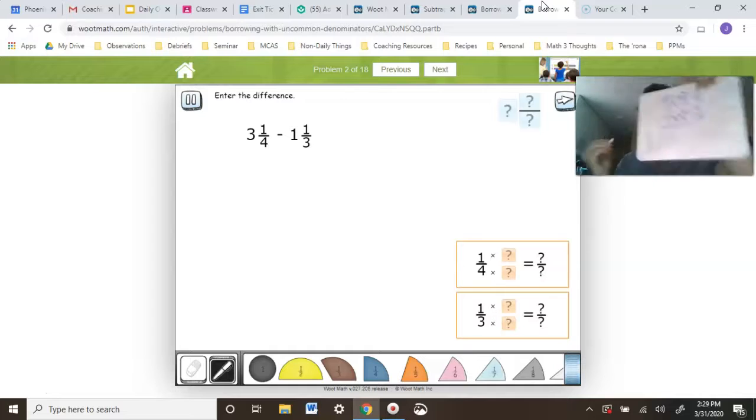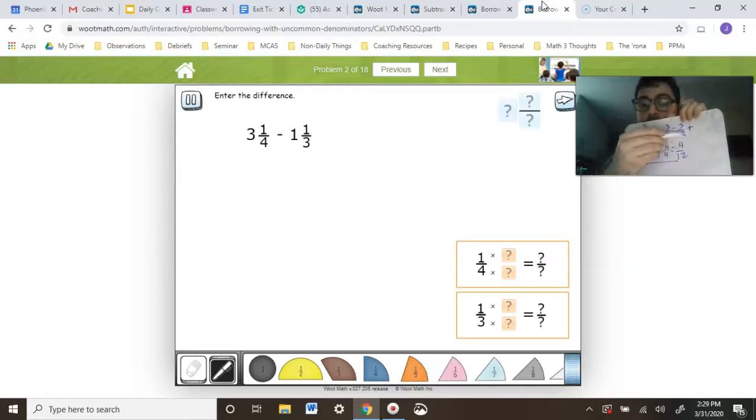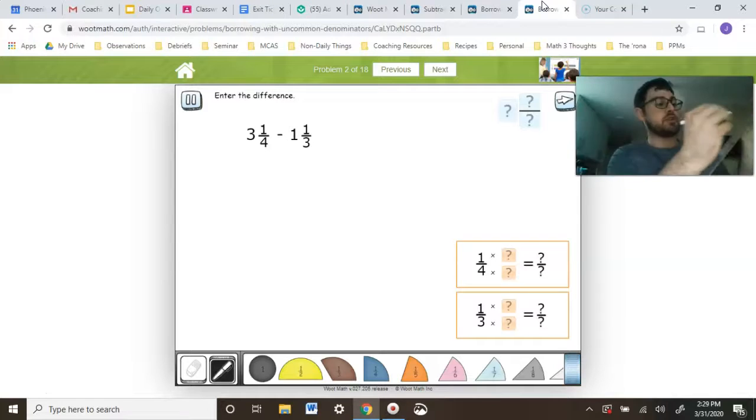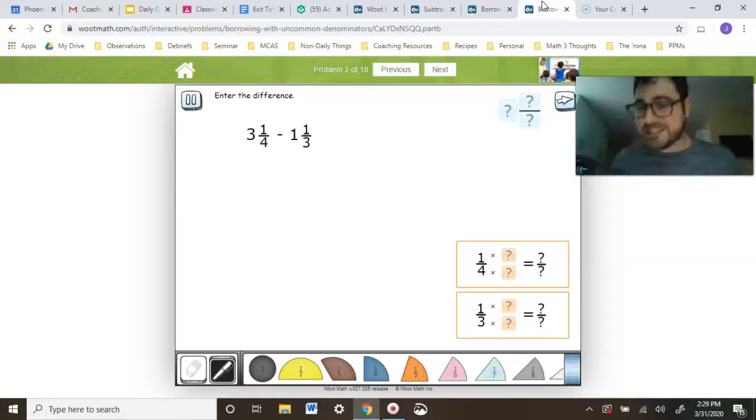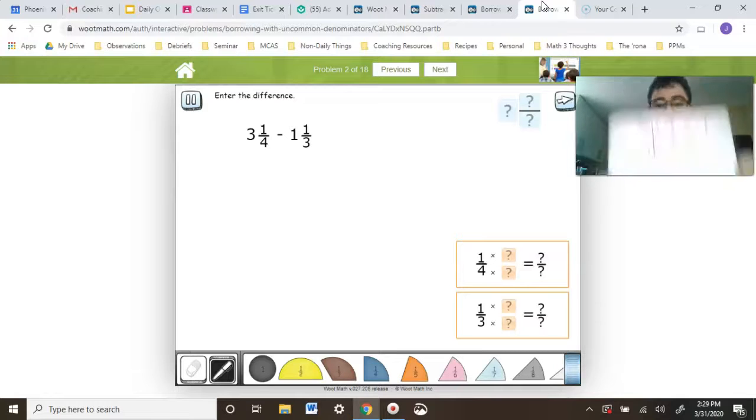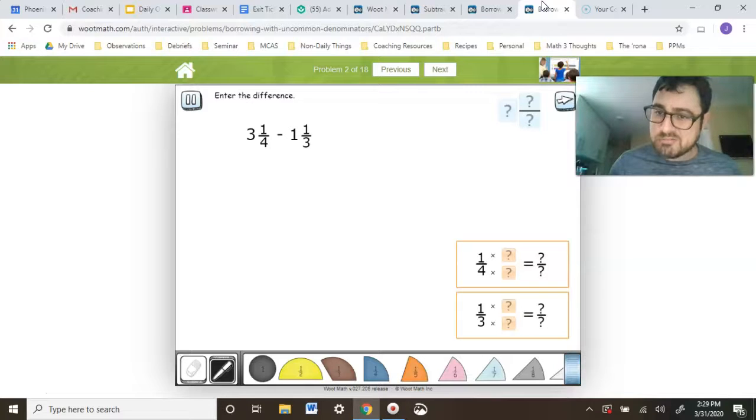I'm going to cross this 3 out, and I'm going to turn it into a 2. And now I want to add that 1 that I borrowed over here. So I'm going to say 3 and 1/12 plus 1. But that doesn't make sense. That doesn't really help me. So instead, I want to change my 1 into something more useful. What would be more useful?